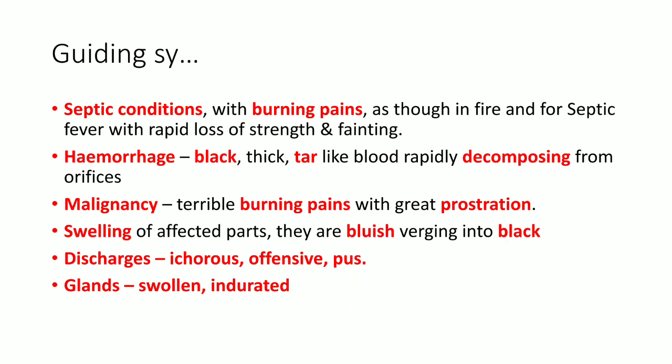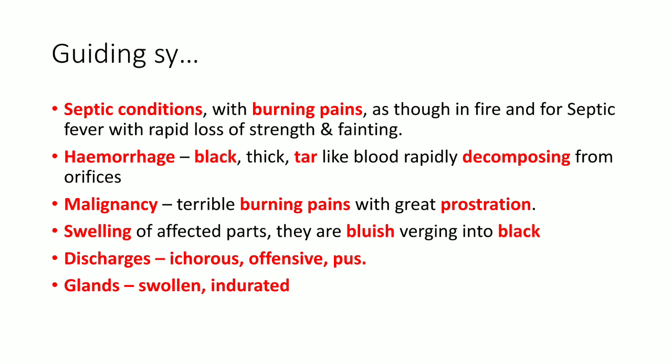rapid loss of strength. Next, about hemorrhage. The peculiar feature of hemorrhage is that the blood is black, tar-like blood. Tar-like blood is seen in Muriaticum acidum also, and it is very much decomposing. Almost all acid group remedies have the decomposing nature of blood that leads to very much offensive nature too. So here the hemorrhages are black, thick, tar-like, and rapidly decomposing. Next point, malignancy. It covers almost all malignant conditions also. Here also the terrible burning pain is characteristic, associated with great prostration. So all malignant conditions with terrible pains and prostration.